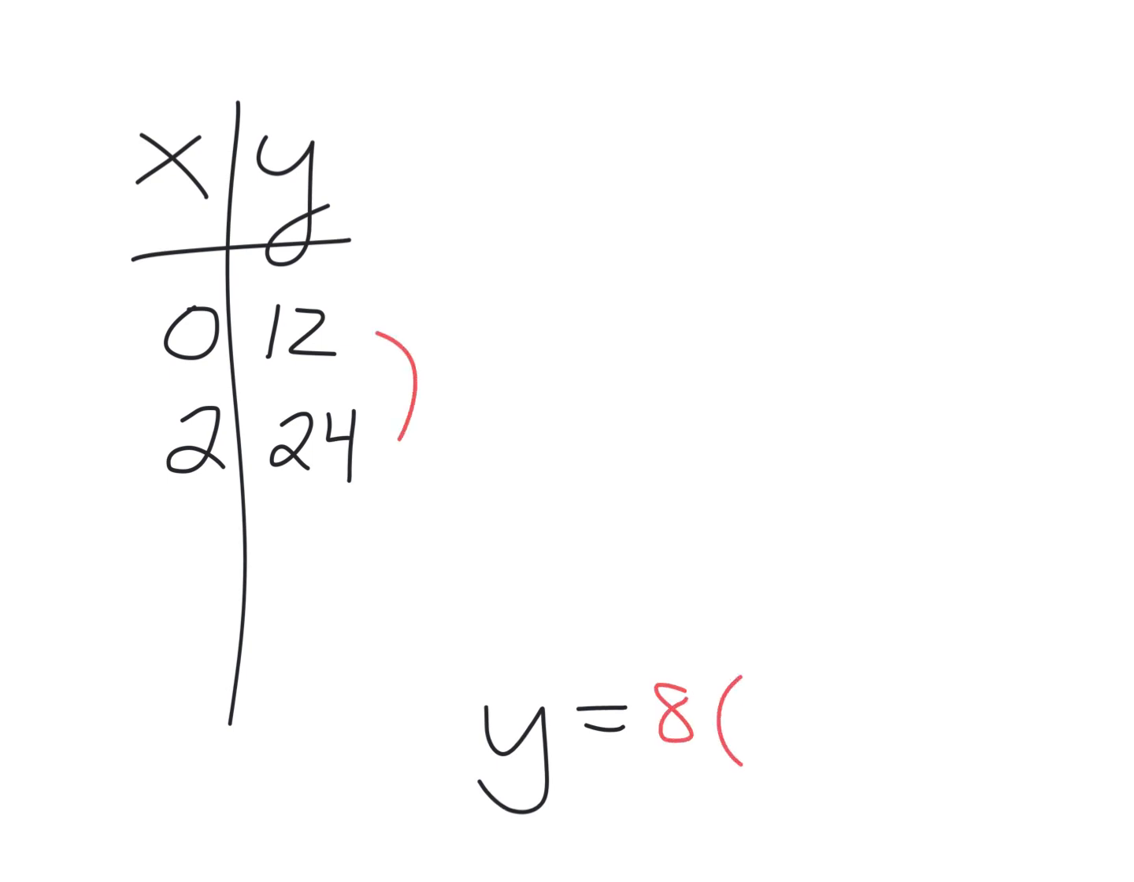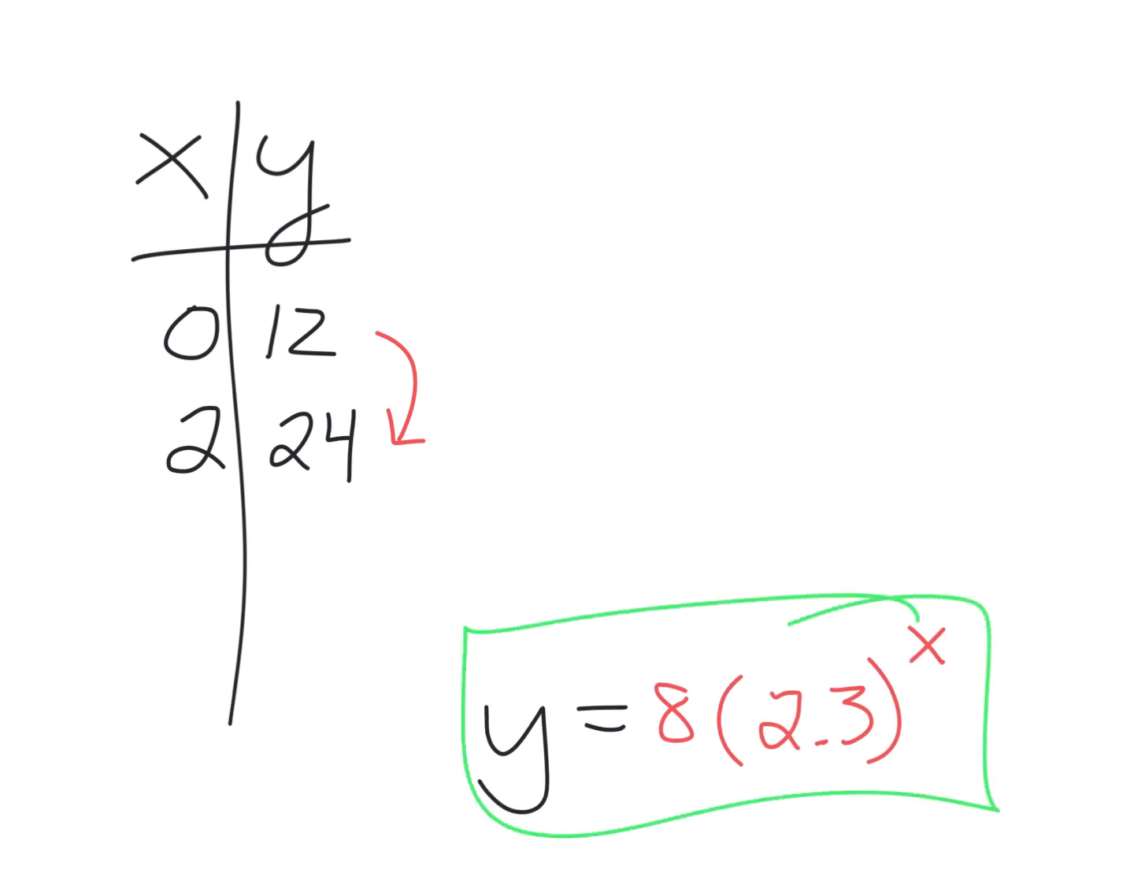Would you agree that it's growth? It's going up. So you could know that this number has to be bigger than 1. So let's say it's like 2.3 or something to the power of x. It looks something like this. It's just I've got to figure out what the start value was, and I've got to figure out what the base is. If I knew those 2 numbers, then this is what my equation looks like.